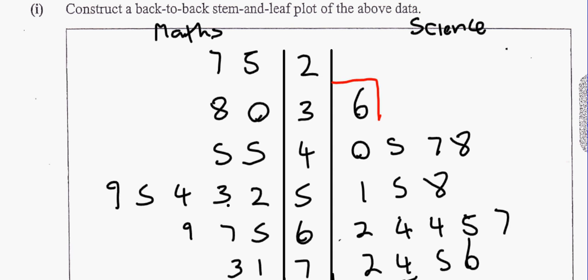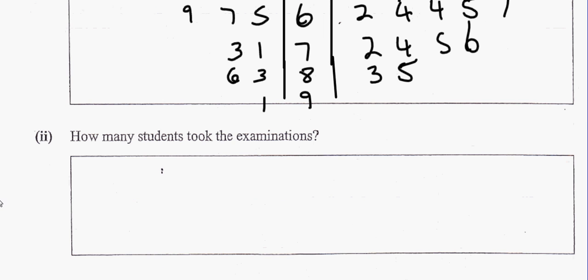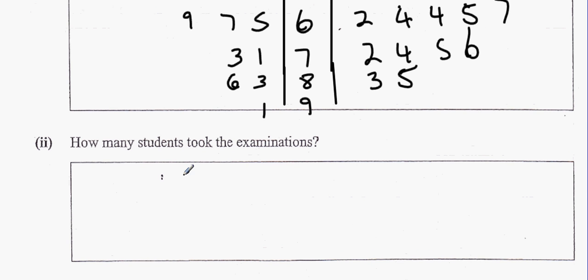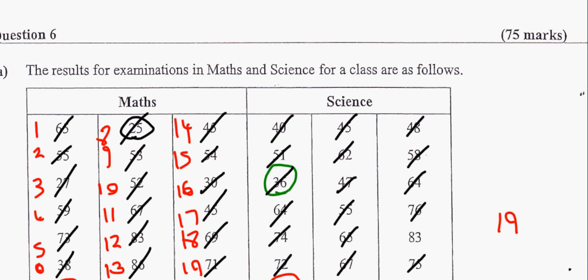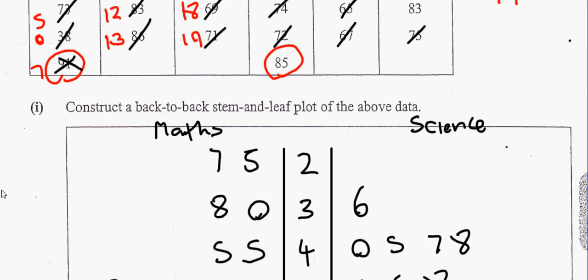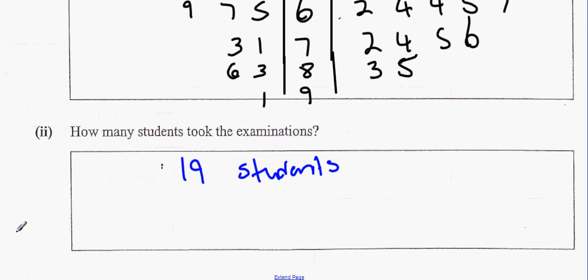Okay, so next thing, how many students took the examinations? 19 students, because it's 19 students per class. Each student took both maths and science. This results in maths and science for a class. So for class means it's the one class. So 19 students there.